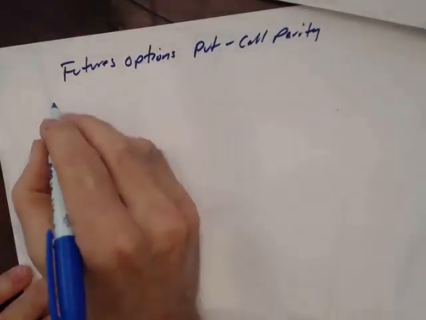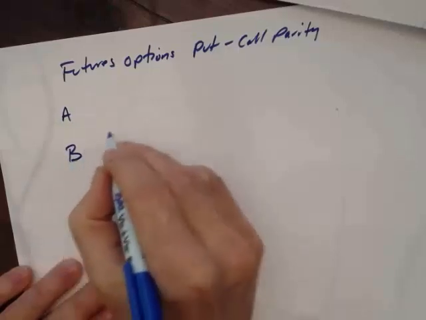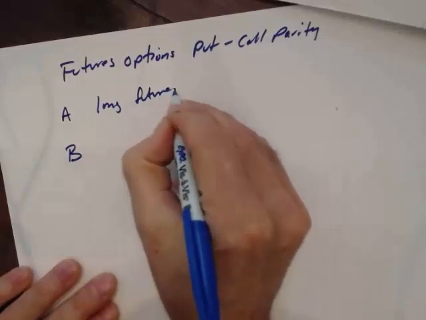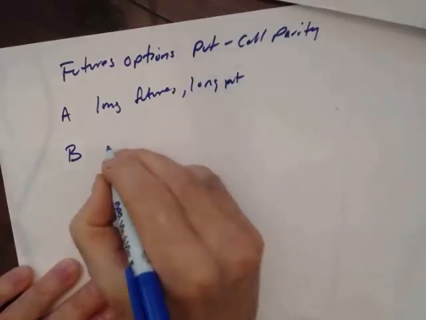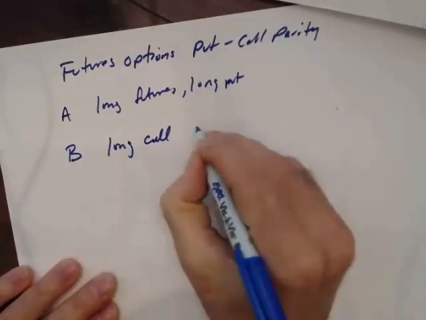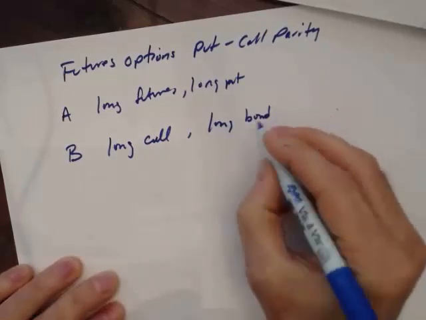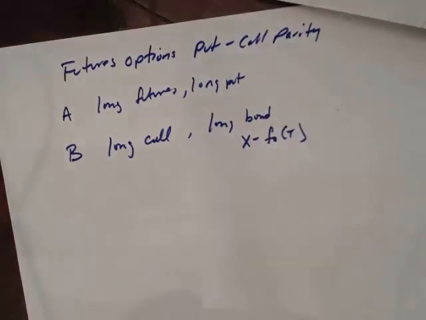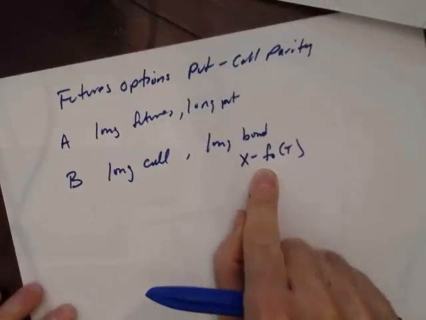So we're going to have 2 portfolios, portfolio A and portfolio B. Portfolio A is going to be long a futures, and we're going to be long a put. For portfolio B, we're going to be long a call, and then we're going to be long a bond. And the bond is designed to have a payoff equal to the difference between the strike and the futures price, which is reminiscent of a payoff to a put.